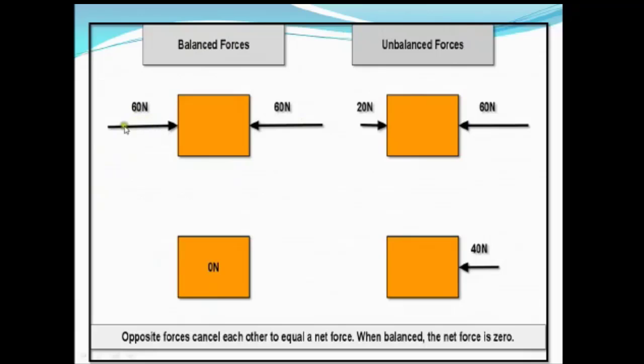If the force applied here is 60 Newton and 60 Newton from both sides, the resultant force or the net force will be 0 Newton. Whereas in the unbalanced force, 20 Newton is applied from one side and on the other side 60 Newton force is applied, so the net force will be 40 Newton. So opposite forces can cancel each other, and when balanced the net force is 0, as we see here.